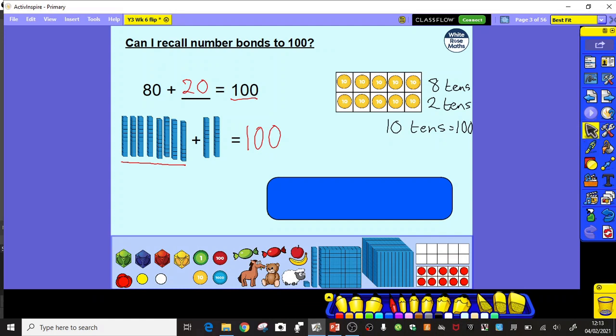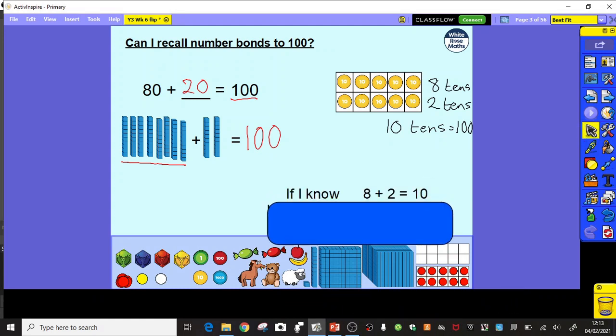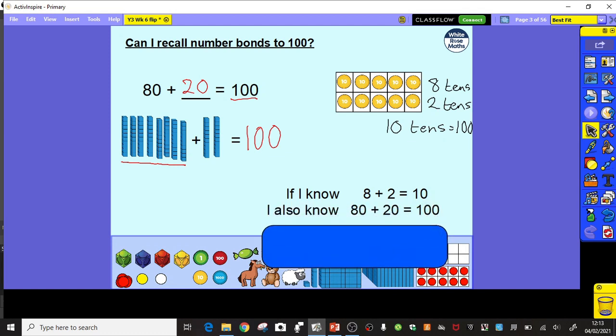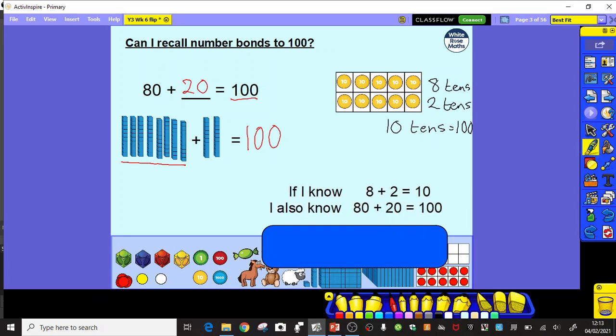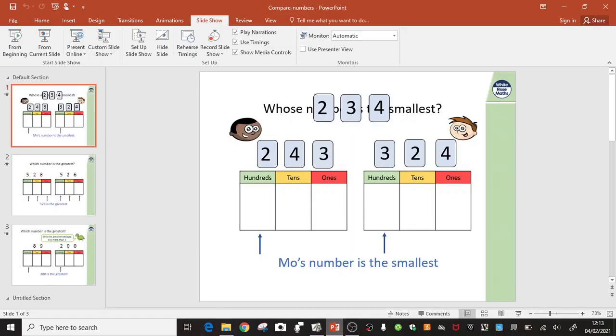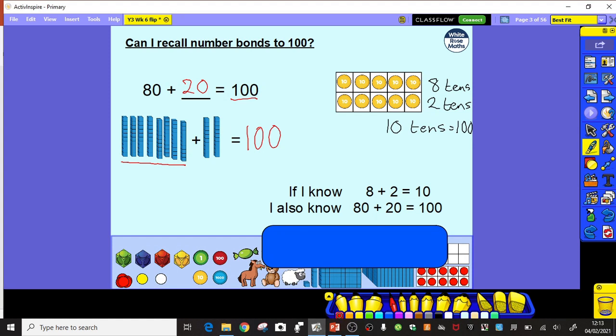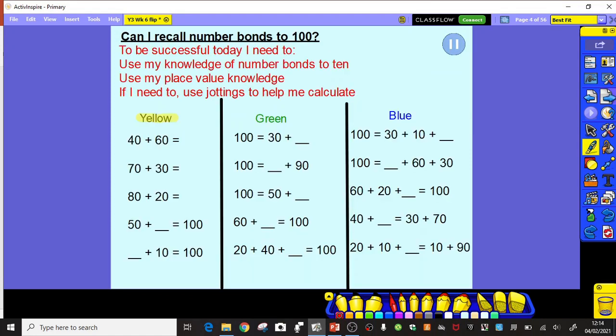Now you need to be using your number bonds to 10 here, because if you know that 8 and 2 equals 10, then you can also know that 80 and 20 is 100, because if you have a look closely at the numbers, you can see that 80 is 10 times bigger than 8, and 20 is 10 times bigger than 2, and 100 is 10 times bigger than 10. So use those number bonds to 10 to help you today.